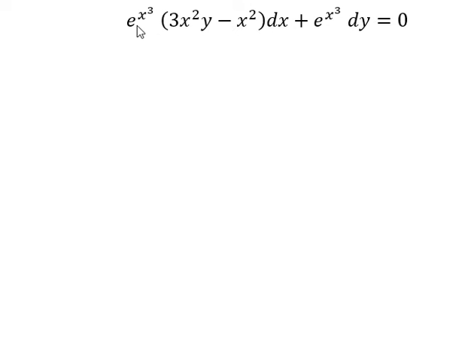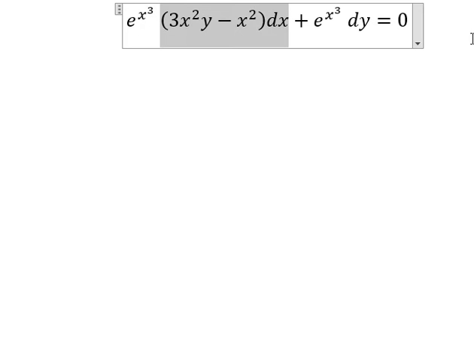We have e to the power of x to the power of 3, similar for this one. So in this situation, we need to divide both sides by e to the power of x to the power of 3. So we will have this one left.